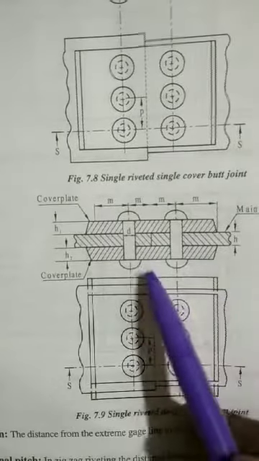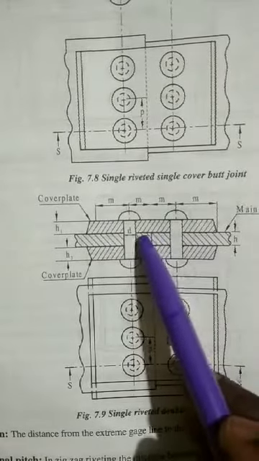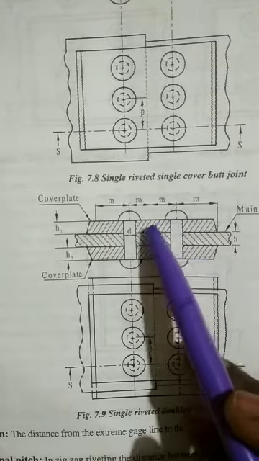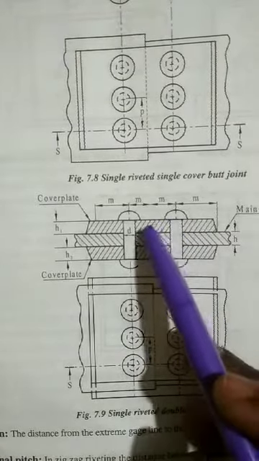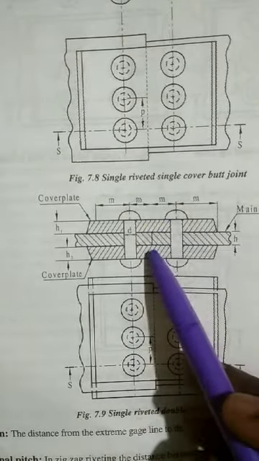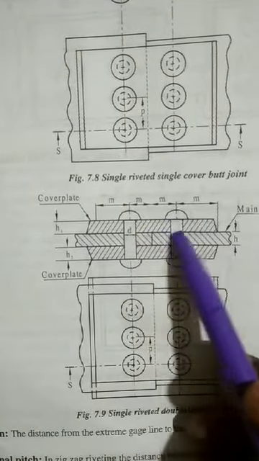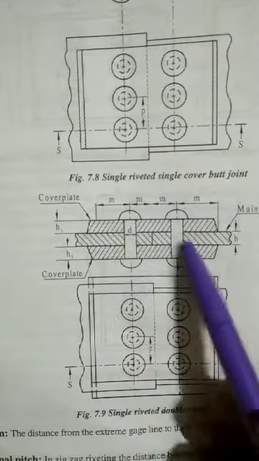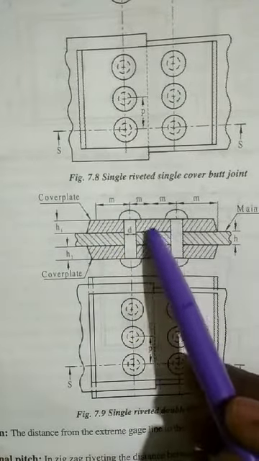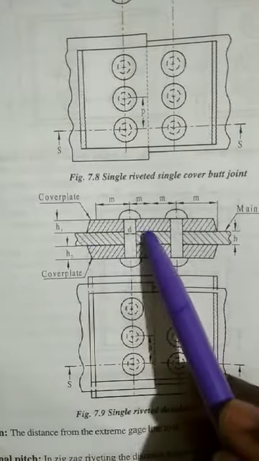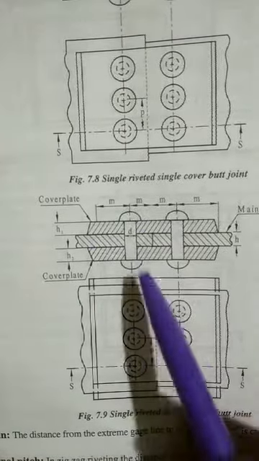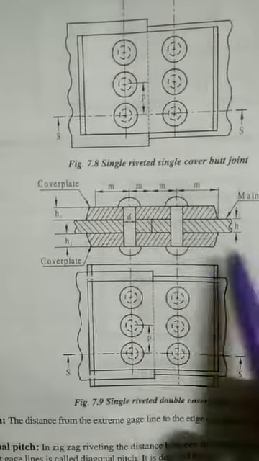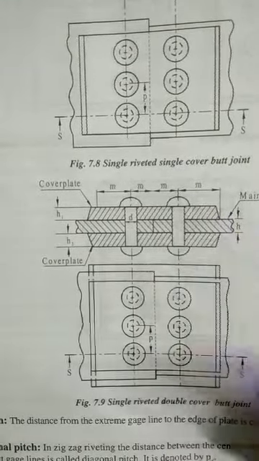Look at here. Here you can see that for joining two plates, two plates are kept above and below the base plates. This is cover plate 1, this is cover plate 2. But if you look at plate 1, there is only a single row of riveting. This is single riveted double cover butt joint.